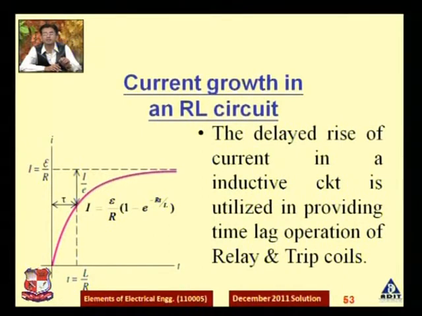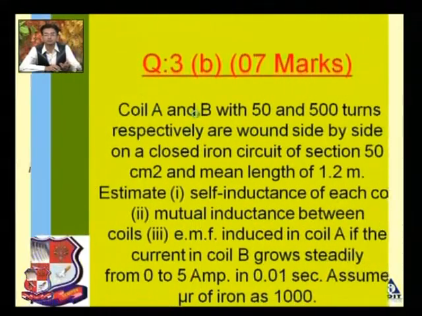So this is to be achieved with the inductor only. It is a very important point that the current will not increase drastically, right? It will increase exponentially. So you can control the current with the inductor circuit, or with a combination of RL circuit you can also do some useful operations, right? So this is the importance of the time constant and the RL circuit. Let us see the next question.